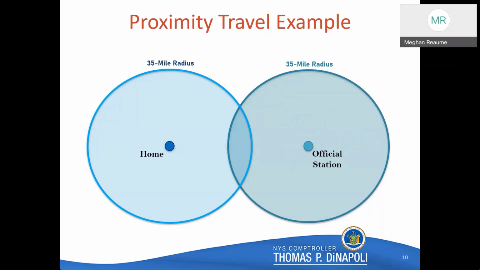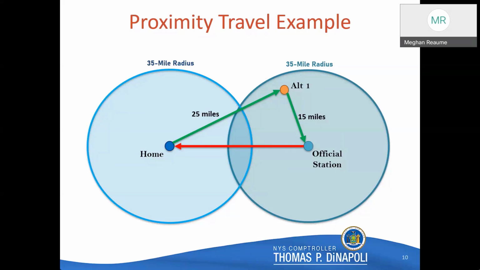For this example, we have an employee traveling from their home 25 miles to Alt 1. Then they travel 15 miles to their official station before traveling back home. This travel, again, is all done within 35 miles of the employee's home and their official station. In this case, the lesser of mileage rule applies because, per the criteria, travel between home and an alternate work location has occurred.